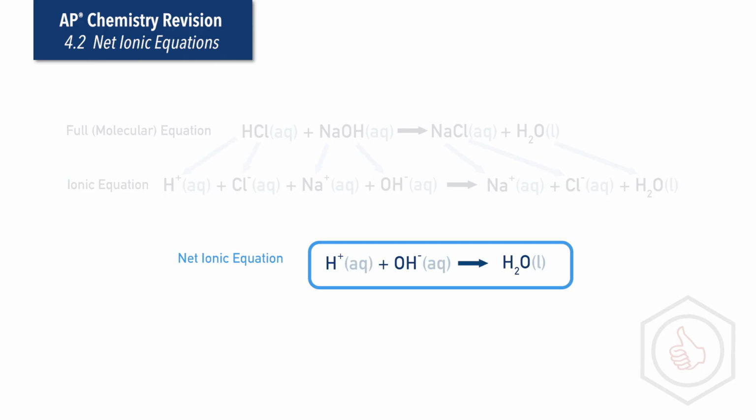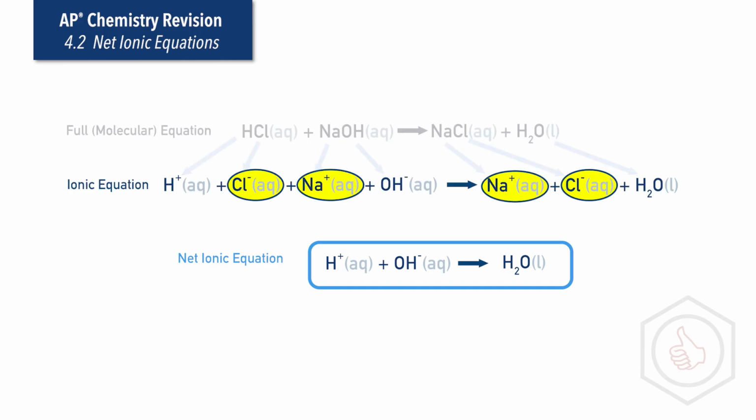Because if you look carefully at the complete ionic equation, Cl⁻ and Na⁺ ions remain unchanged. They're both on the left and right side of the equation, meaning they are spectator ions and don't take part in the chemical reaction, leaving us with H⁺ + OH⁻ goes to form H₂O.